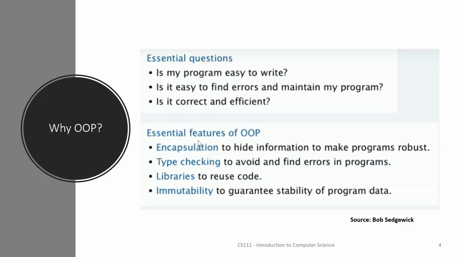Encapsulation is the ability of an object to hide sensitive information and disclose only the public information. The types of variables are of utmost importance. Java enforces types; for example, you cannot assign a string to an integer, which makes the program safe. So essentially, type checking allows us to avoid and find errors in programs.